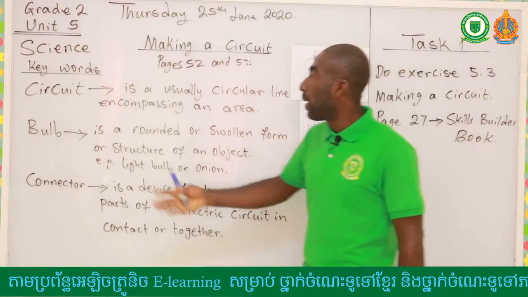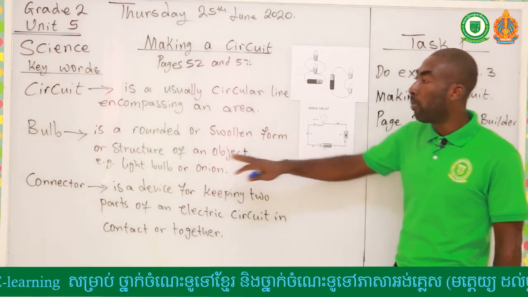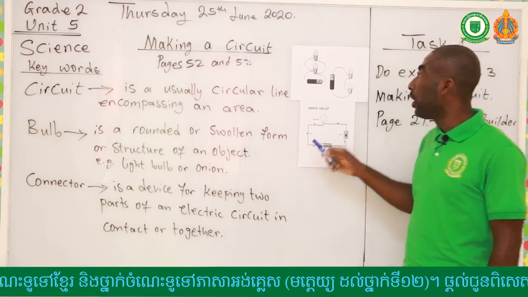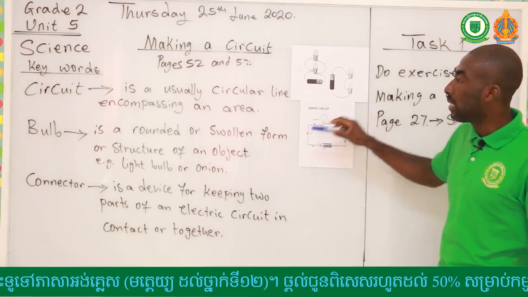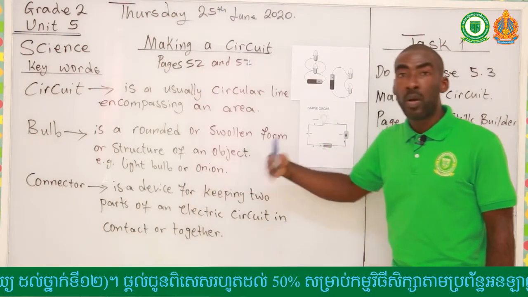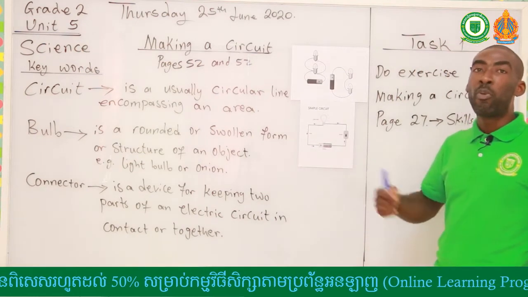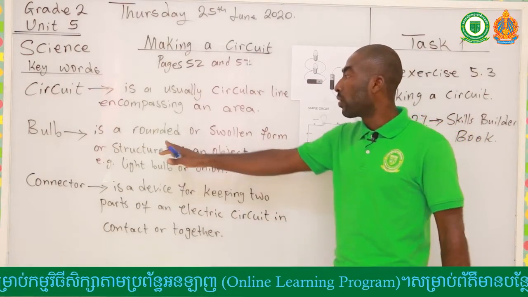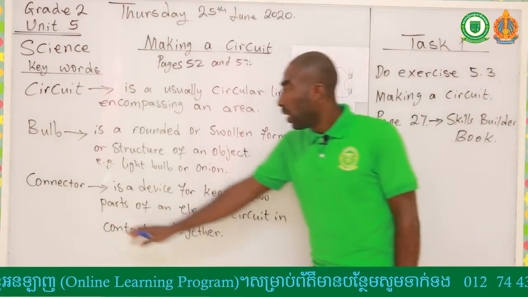So what is a bulb? A bulb is a rounded or swollen form or structure of an object. Whenever you have any object that is round and swollen, it is called a bulb. An example is a light bulb or an onion. An onion and the light bulb are forms of a bulb, named for the rounded or swollen shape.